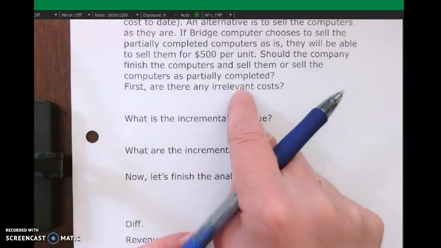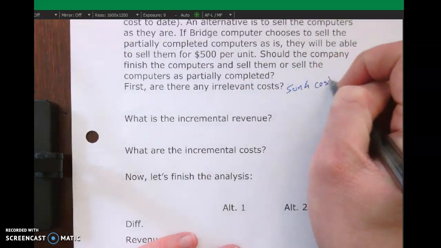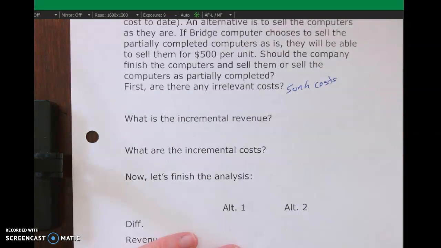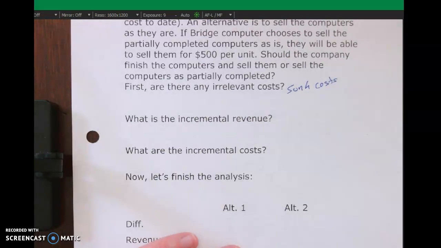The first one is those sunk costs. Those $800 per unit that we spent to date, that was on the prior page, consisting of the materials, labor, variable overhead, and fixed overhead, $800, that's sunk. We've already paid for it. So whether we sell these computers in their partially completed stage or fix them up and sell them, it doesn't matter. So let's just not even worry about it.